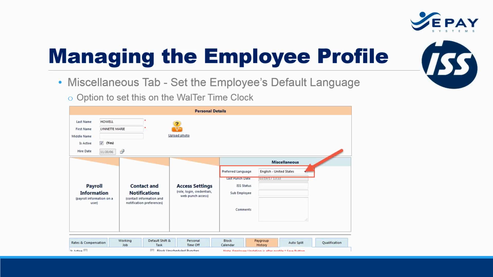So you have the ability here to go ahead and hit the drop-down and set your preferred language. Now, unfortunately, the preferred language doesn't translate right now into mobile punch. However, there are some updates coming up in mobile punch in the next week or two that we'll share with everybody that will then make that language available on mobile punch as well. But for right now, the preferred language is a setting you can go ahead and set for your employees on the miscellaneous screen.